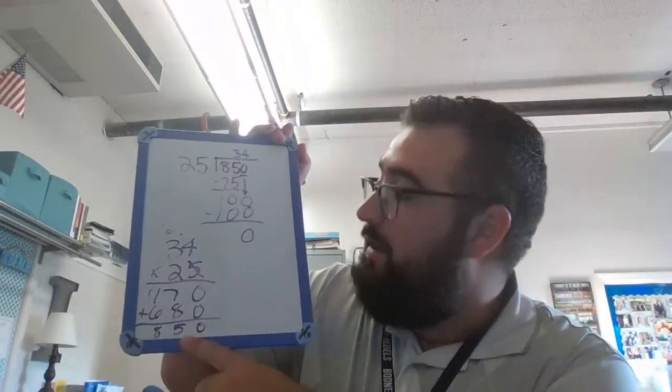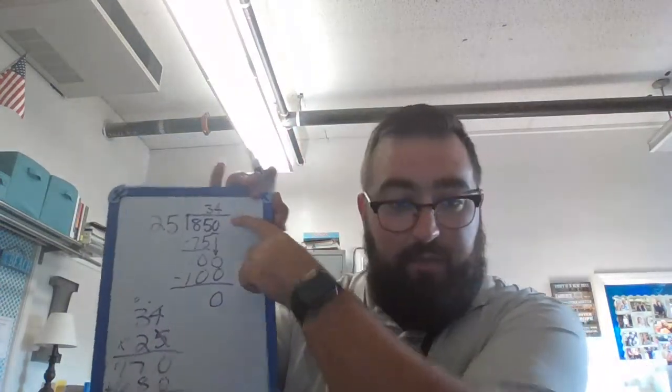2 times 4 is 8. And 3 times 2 is 6. Add those together. We solved it. We checked our math down here, 850. That matches our dividend. Therefore, this answer is correct. So, saying this out loud, 850 divided by 25 gives us 34.